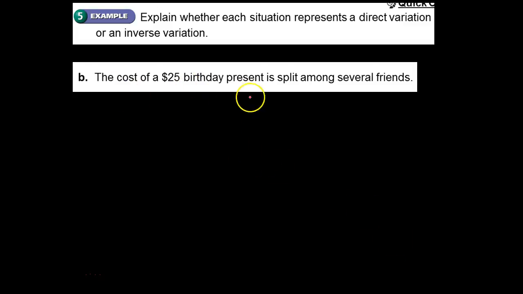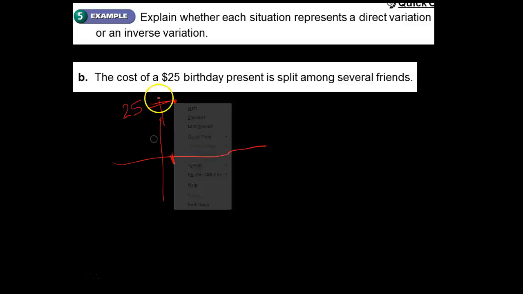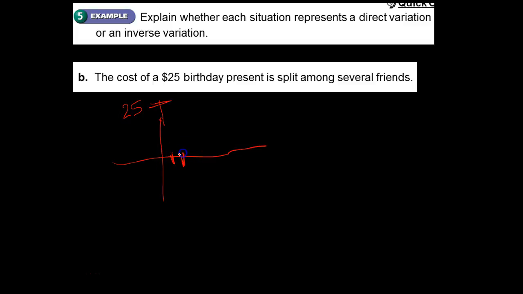The cost of a $25 birthday present is split amongst several friends. So write whether this is going to be a direct or an inverse and explain why. Alright, let's take a look. I know the cost is $25 total. If I split it amongst just myself with no friends, let's say, I know it's going to cost me $25. But if I split this present between me and my other friend, it's going to cost me $12.50.